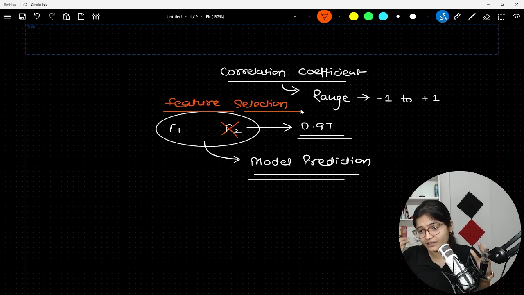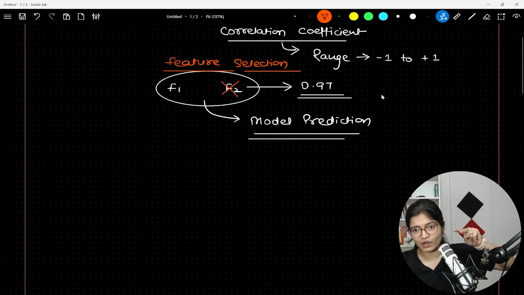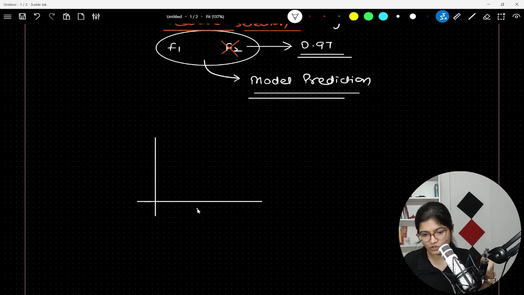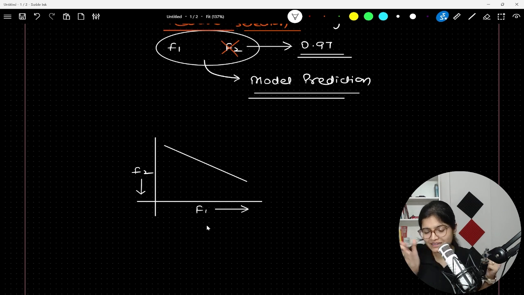Achha, when I say that the range is from negative 1 to positive 1, so when you say the two features are negatively correlated, it means their value is negative, let's say -1 or -0.97. In that case, it clearly indicates that those two features are inversely proportional to each other. Say you have feature F1 and here you have feature F2. As and when feature F1 is increasing, the value of feature F2 is decreasing. This is how the flow is going, like this kind of a curve.